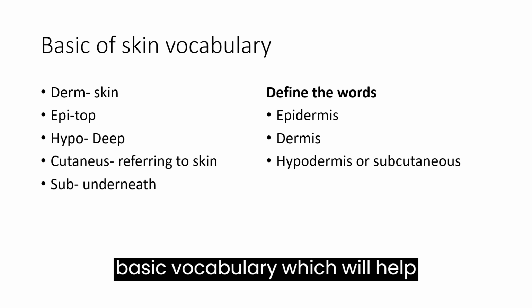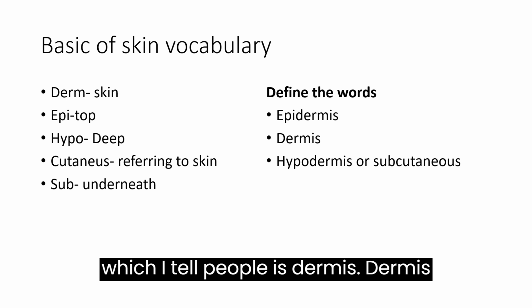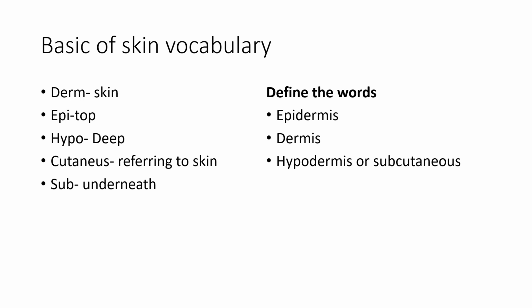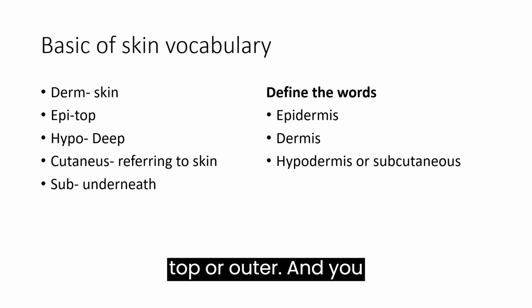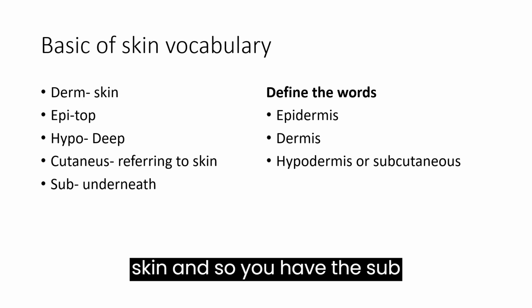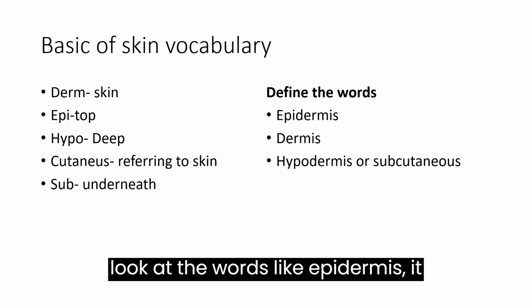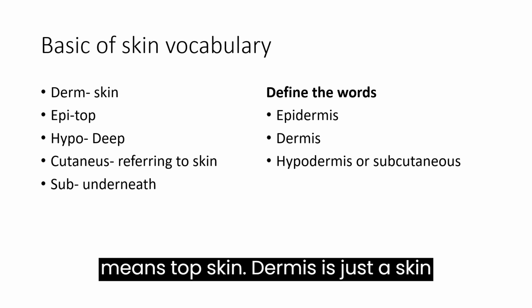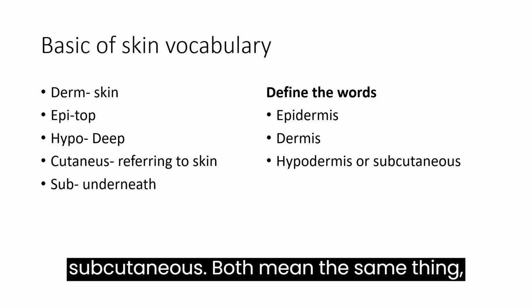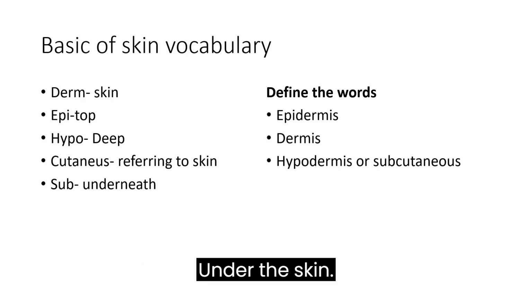Now, there is some basic vocabulary which will help when you're looking at the skin. First one, which I tell people, is dermis. Dermis means skin. Epi means top or outer, and you have hypo, which is deep. You also have cutaneous, which means referring to skin, and so you have the sub also, which means underneath. So if you look at words like epidermis, it means top skin. Dermis is just a skin layer, and the hypodermis, or the subcutaneous, both mean the same thing, which is under the dermis, under the skin.